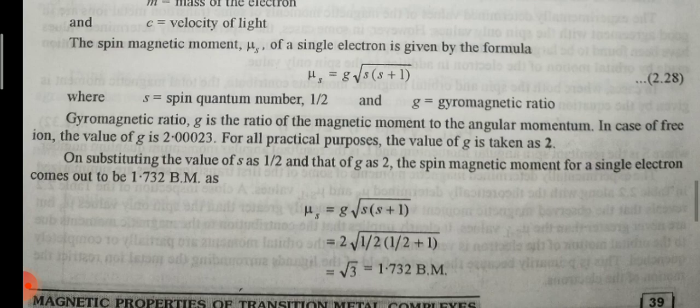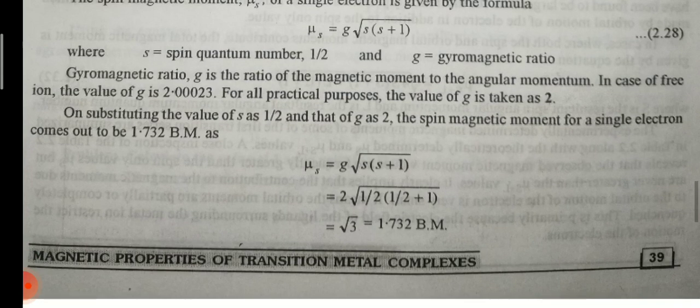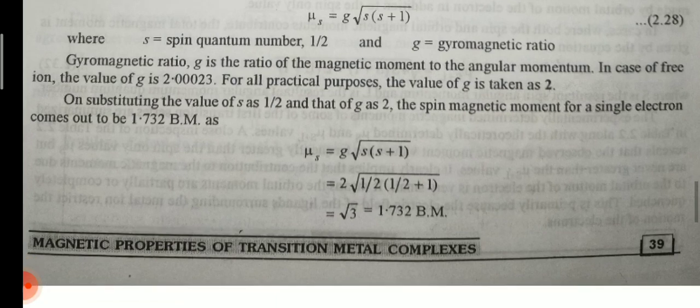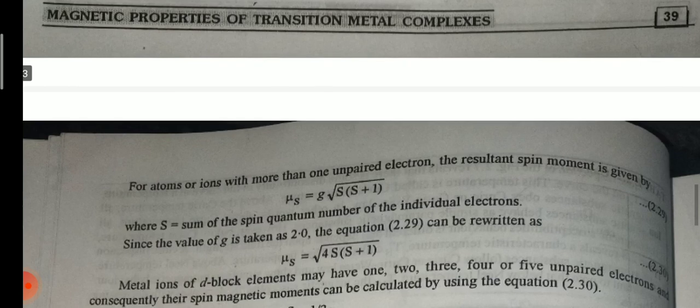Mu s is equal to g into the square root of s into s plus 1. S is the spin quantum number, 1 by 2. G is the gyromagnetic ratio, which is the ratio of magnetic moment to the angular momentum. In the case of a free ion, the value of g is 2.0000023. For all practical purposes, the value of g is taken as 2. On substituting these values, we find mu s is equal to 1.732 Bohr magneton.